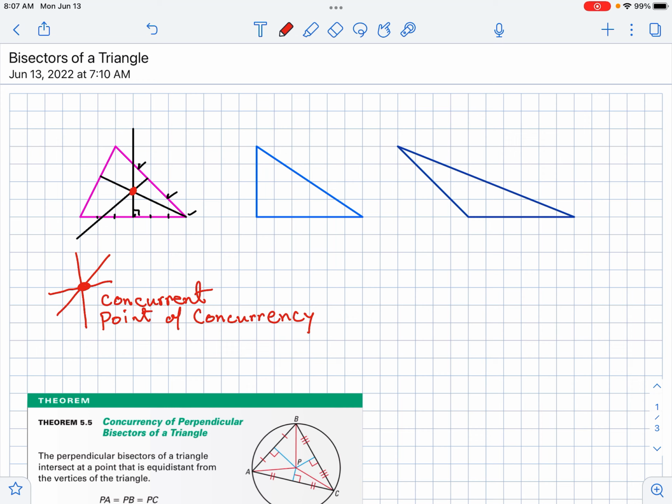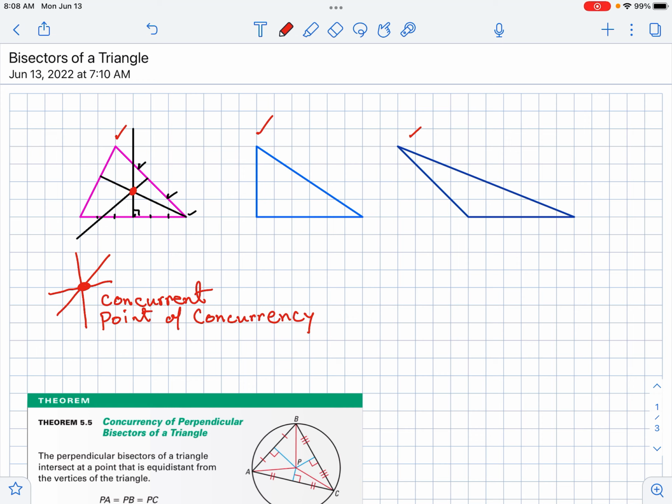Now, I have three types of triangles here. I have an acute triangle. Here I have a right triangle, and here I have an obtuse triangle. Now remember, in the acute triangle, all the angles are less than 90. Of course, in the right triangle, one of the angles is 90, and in the obtuse, one of the angles is bigger than 90.